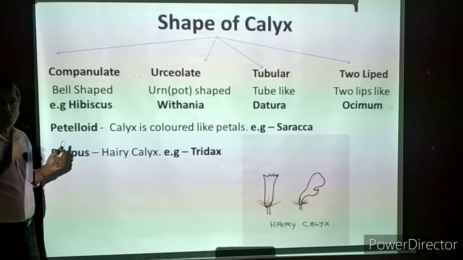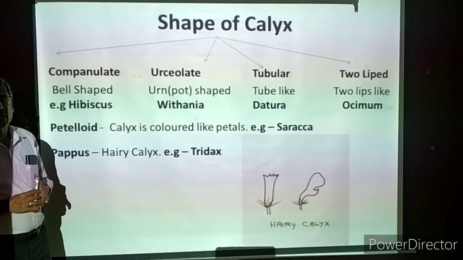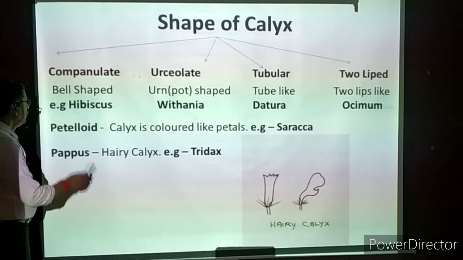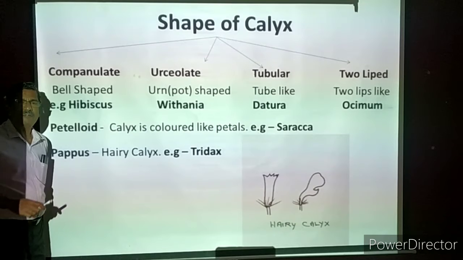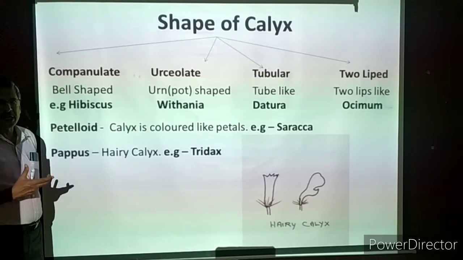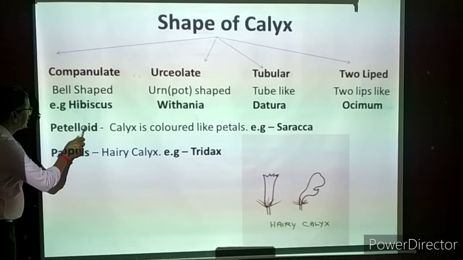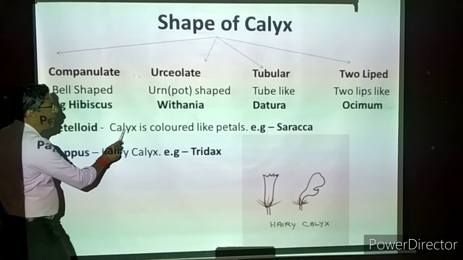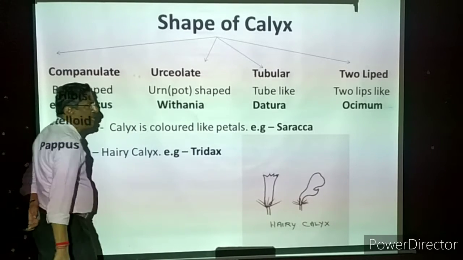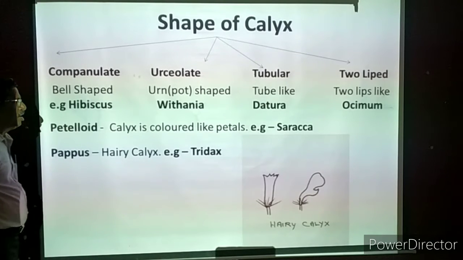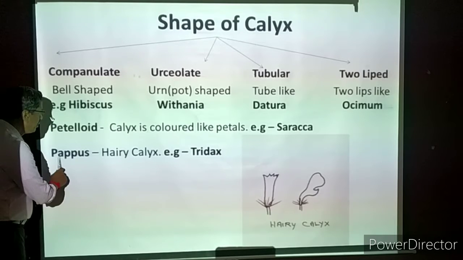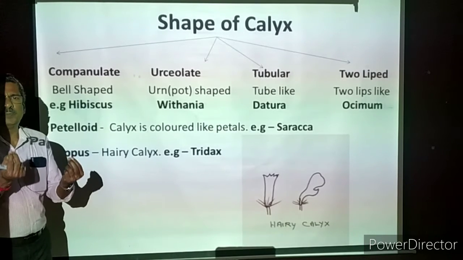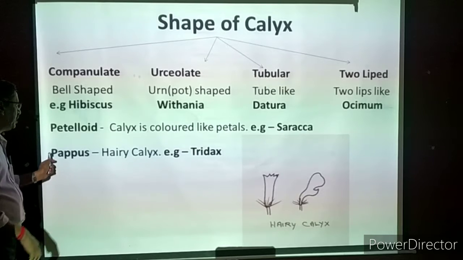The sepals are normally green in color. That is, the calyx is green. But sometimes in the calyx, the sepals are not green, but have other beautiful colors, maybe red, maybe pink, like petals. That is called a petaloid calyx. The calyx is colored like petals. Example, Saraca, S-A-R-A-C-A. The next one, a special character you are going to study, pappus. Pappus means any spongy hair-like structure is called pappus.